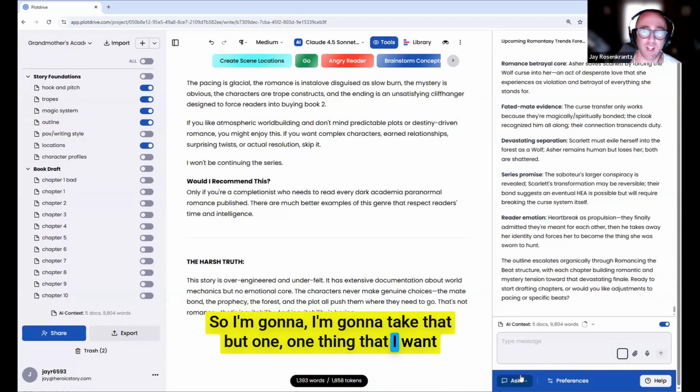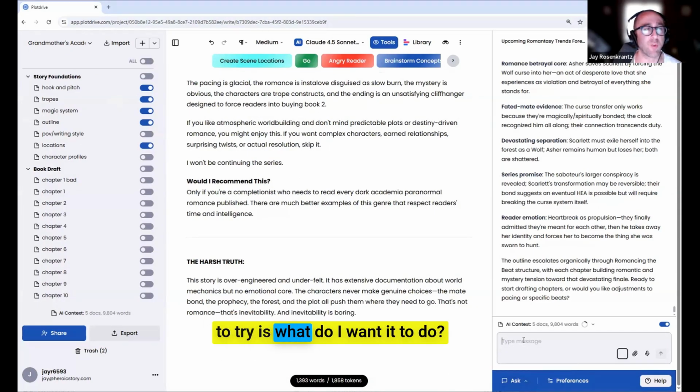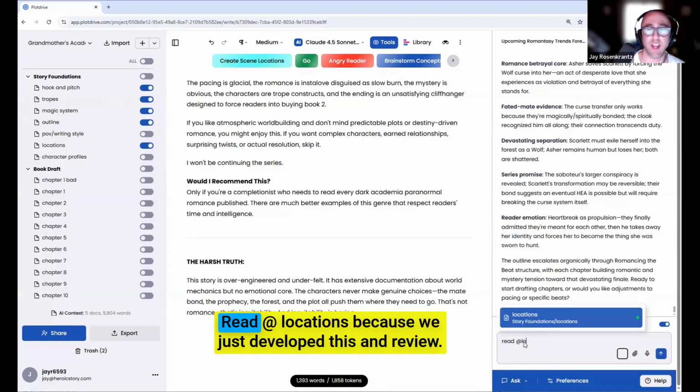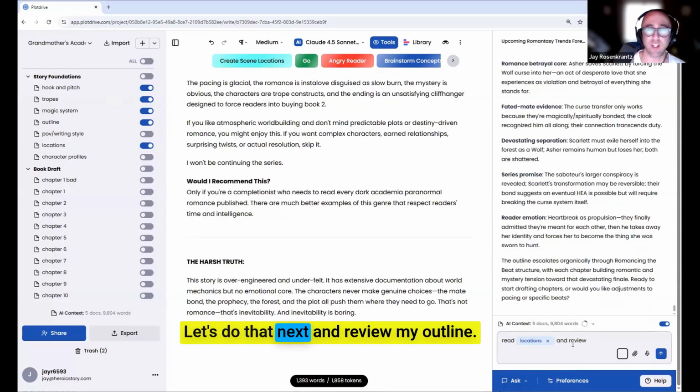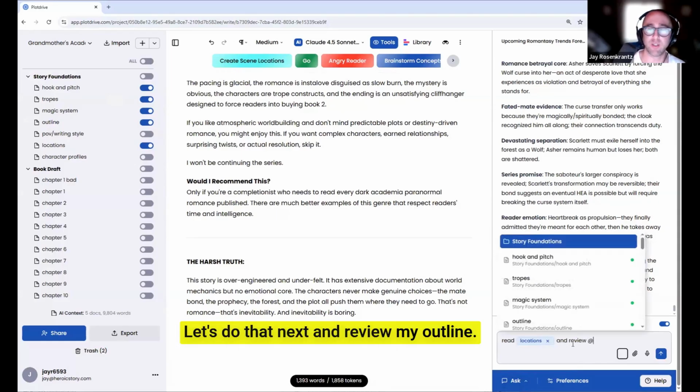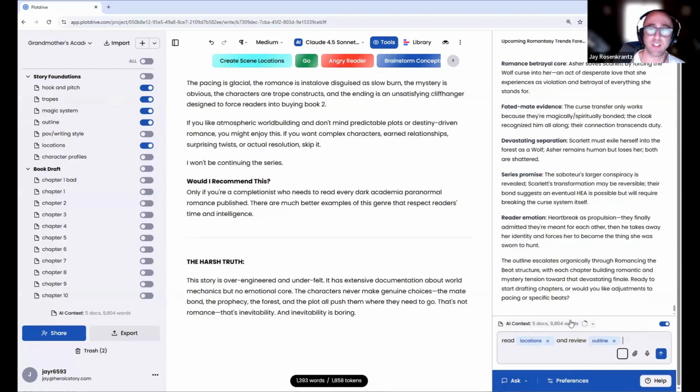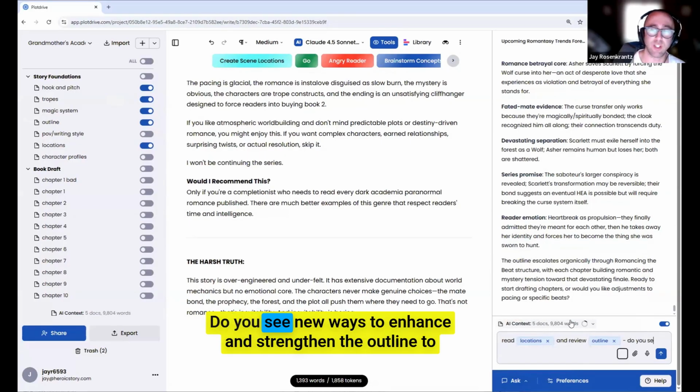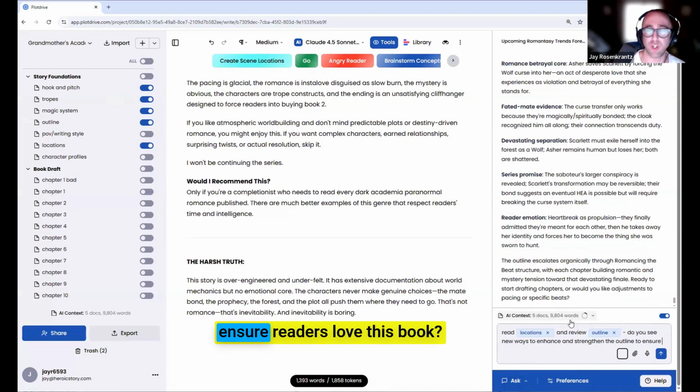But one thing that I want to try is, what do I want it to do? Read at locations, because we just developed this, and review. It's a good idea, Macaroni. Let's do that next. And review my outline. Do you see new ways to enhance and strengthen the outline to ensure readers love this book?